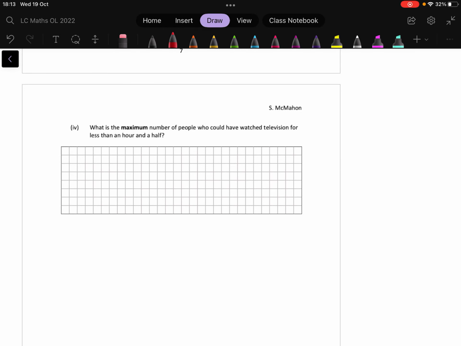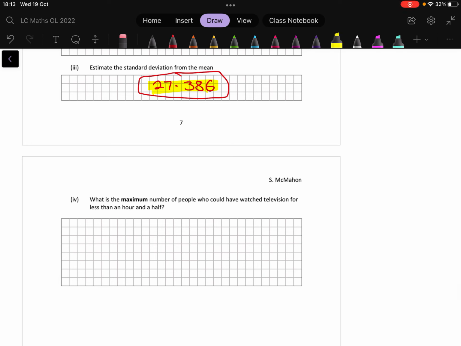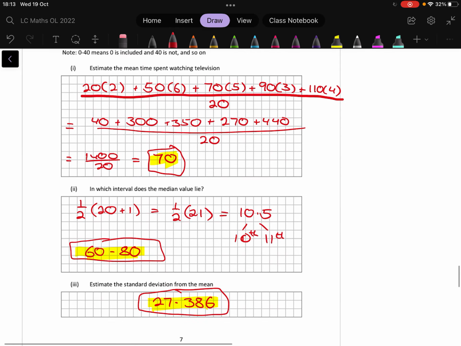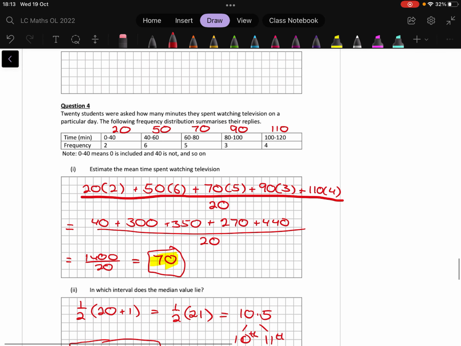The last part then asks us, what is the maximum number of people who could have watched television for less than an hour and a half? So we have to first of all establish for ourselves that an hour and a half is going to be 90 minutes. On our table, 90 minutes would fall within the 80 to 100 bracket.